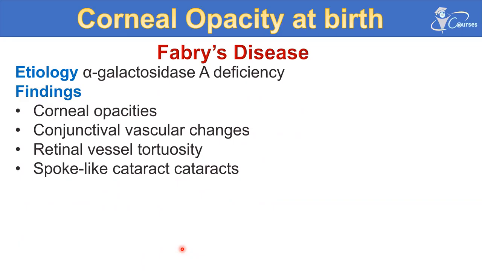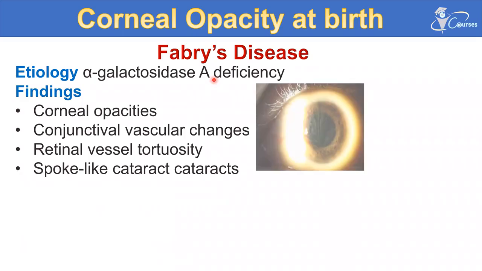What is the etiology of Fabry's disease? It is caused by alpha galactosidase A deficiency. This is the type of enzyme which is deficient in Fabry's disease. We have four main ocular features: cornea, conjunctiva, retina, and lens. In the cornea, they will cause what's called cornea verticillata or vortex keratopathy. These are like whorl-shaped corneal opacities. It takes a golden yellow color. This is very characteristic for Fabry's disease.